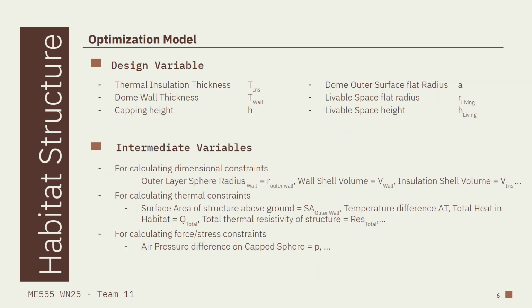6 design variables are considered in the model, including variables that define the size and geometry of the habitat structure. More than 20 intermediate variables connect the design variables to the thermal, structural, and dimensional constraints.